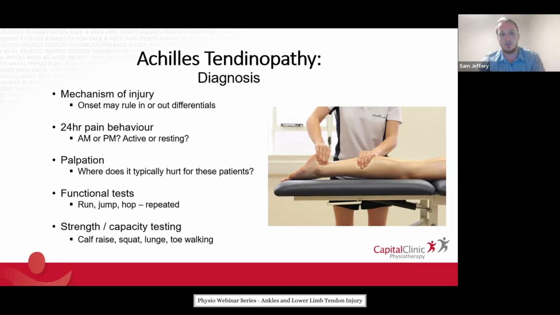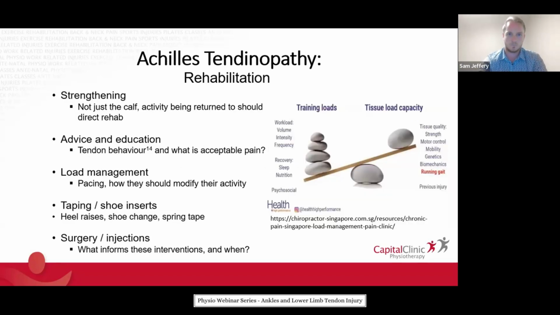Same thing, we like to look at tests and see the quality of the movement. So we're looking at calf raise, squat, lunge, walking on their toes, run, jump, hop. Are any of these too painful? Do any of these look different to the other side? Comparing side to side is always really important, because again, the high recurrence rate of Achilles tendinopathy and how often people are presenting with it tells me that there's probably something we're doing a little bit incorrectly with these.